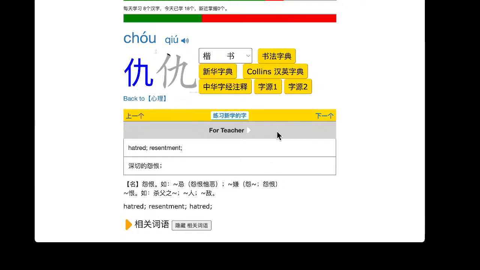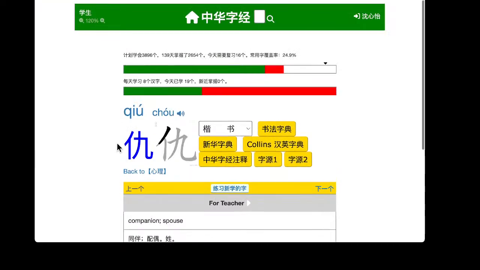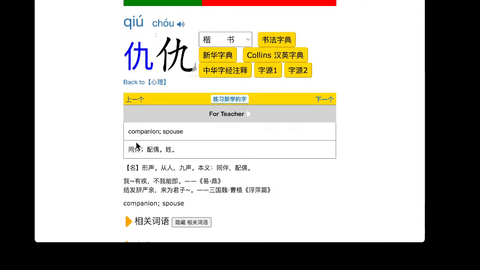So when you pronounce it 仇, this means hatred or resentment. The next pronunciation is 求. When you pronounce it 求, that means spouse or companion. In modern Chinese, they don't use this character with that meaning anymore. But this one is also a family name. So when you use it as a family name, you pronounce it as 求.